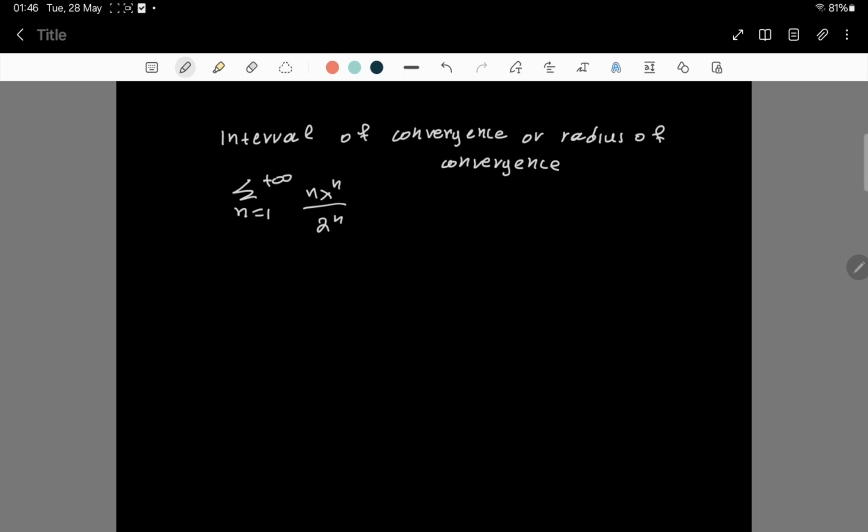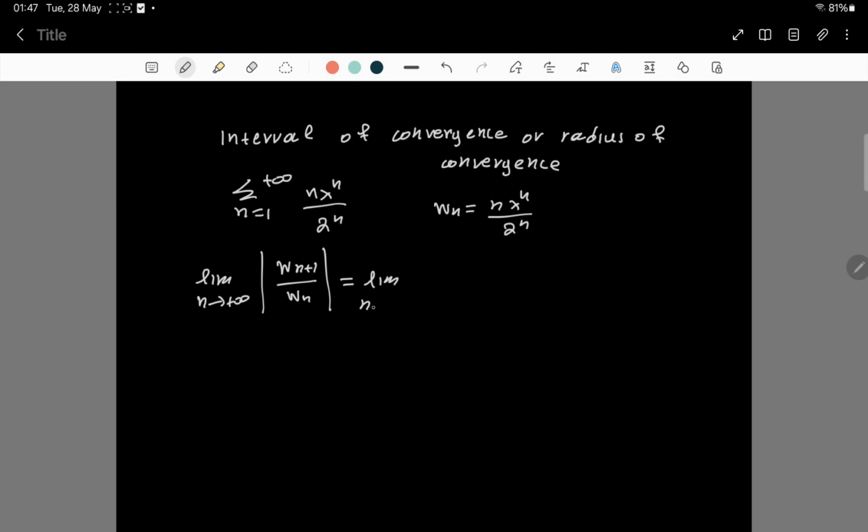So what we have to do is take the limit as n grows to infinity of the ratio w_{n+1} over w_n, where w_n is n x to the power of n divided by 2 to the power of n. So we take this limit as n goes to infinity of the ratio of w_{n+1} divided by w_n, and this should be strictly less than 1.